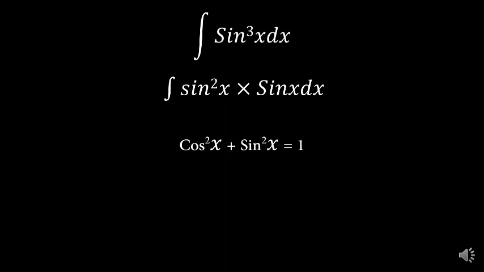So I will insert this into my integration expression. That will give me the integral of (1 minus cos square x) times sine x dx.